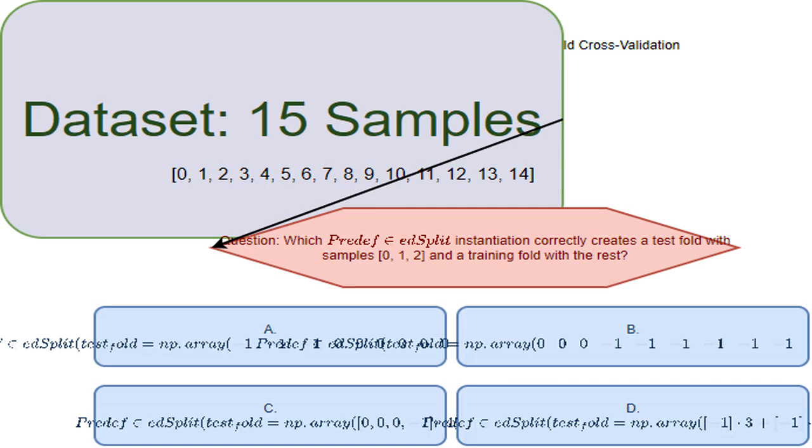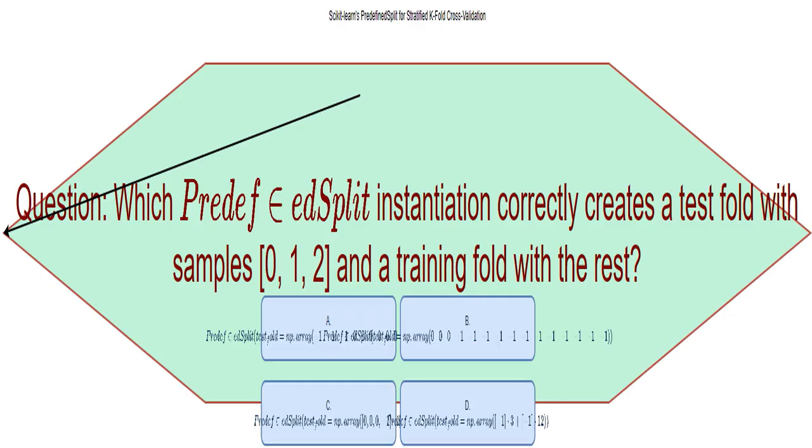We're working with a dataset containing 15 samples. Think of these as 15 individual data points. Each data point will be assigned to either a training set or a testing set. This question asks you to choose the correct way to use scikit-learn's function. This function lets you predefine which samples go into the training set and which go into the testing set. We need to choose the option that correctly separates the samples.